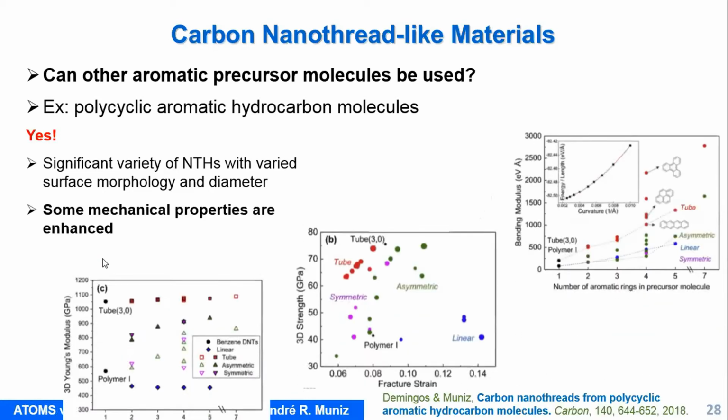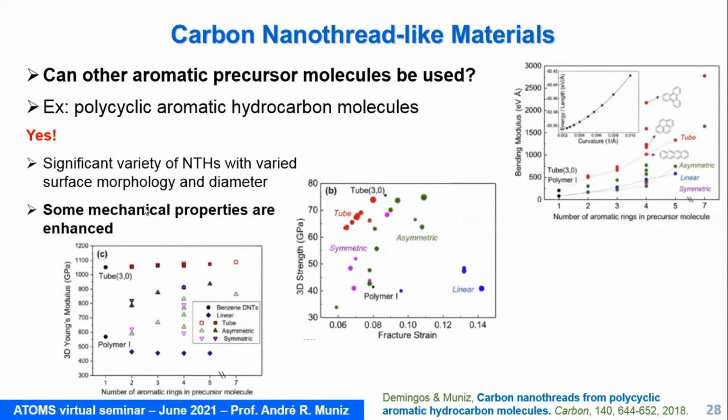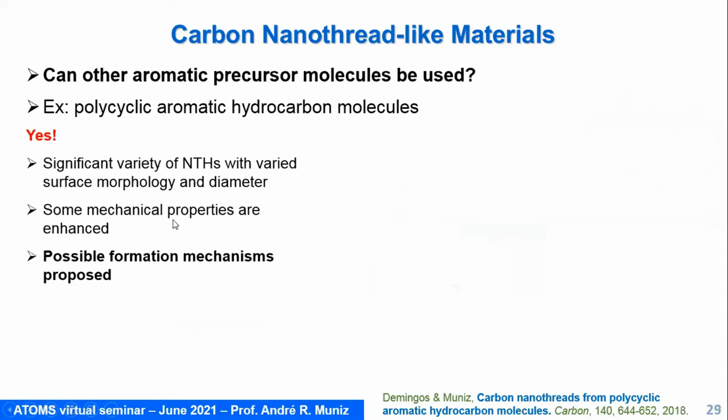And some mechanical properties are indeed enhanced. Some of them are maintained the same. We use as the 2 examples, the tube 30 and the polymer 1, that are the traditional models for nanothreads based on benzene. We can see that most of them are within this range, but some properties are enhanced. We can stretch them to higher degrees and even bend them much more than this, exhibiting a bending modulus that is substantially higher than that derived simply from benzene. So we have some enhanced properties for these materials.